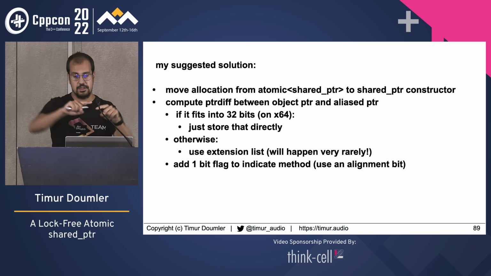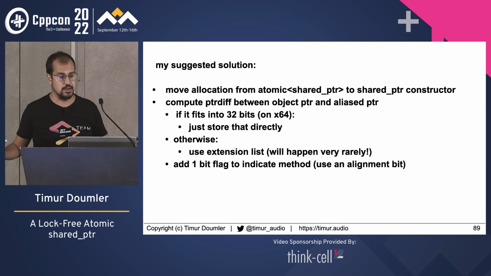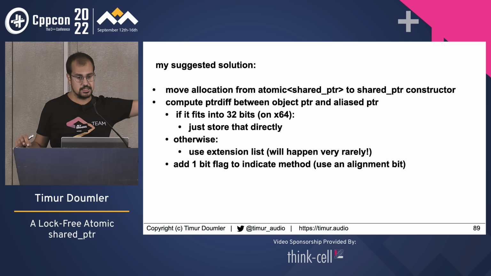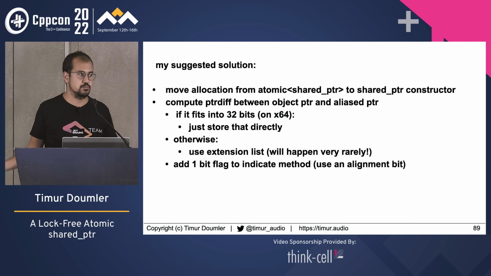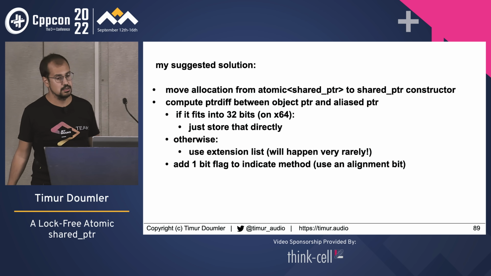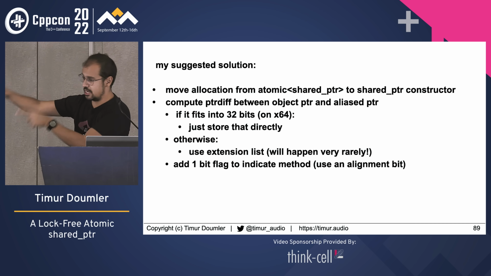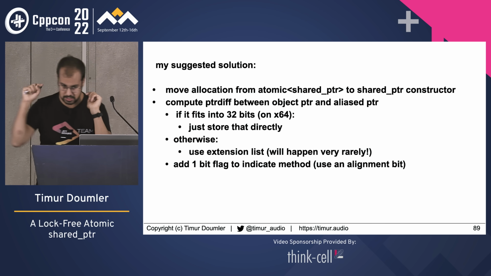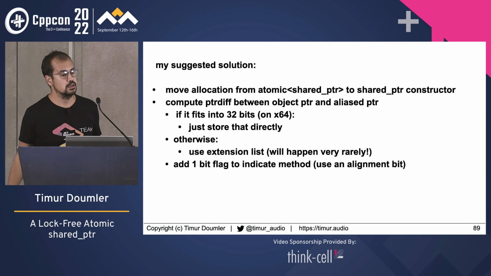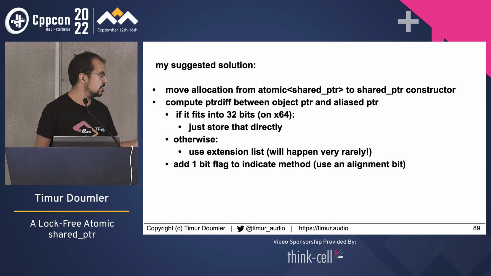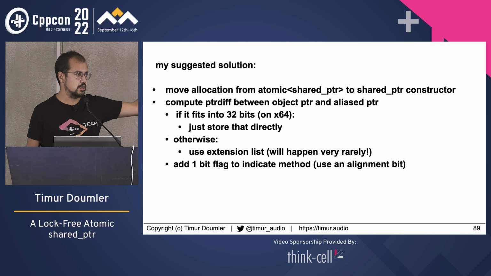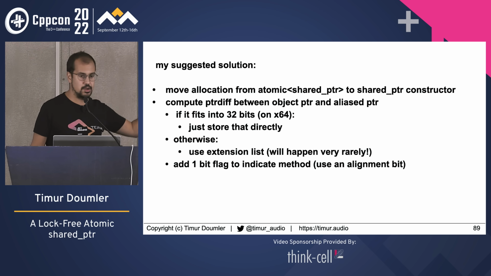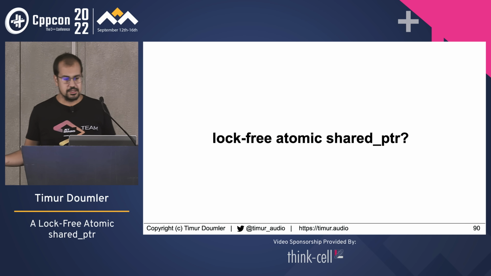Or if for some weird reason the pointers are more than 4 gigabytes apart, then we can do this extension list, which is the name of this auxiliary data structure. But it's such a weird use case, it's probably not going to happen in practice, and even if it does, we can still do the allocation in the shared pointer and not in the atomic shared pointer. So in every case, it's still lock-free. You just have this overhead in this one weird edge case, and we can add a 1 bit flag to indicate which method we're using, and we can put that bit into like an alignment bit, right? So that's fine.